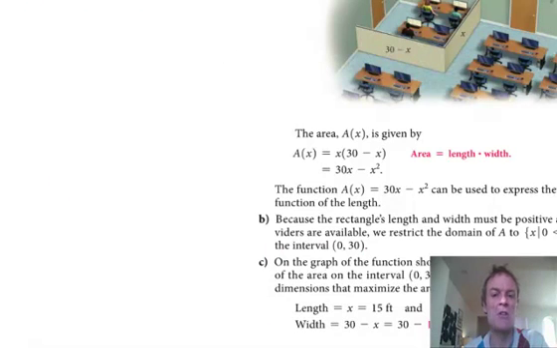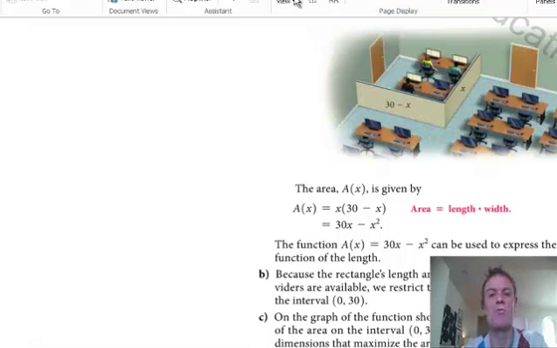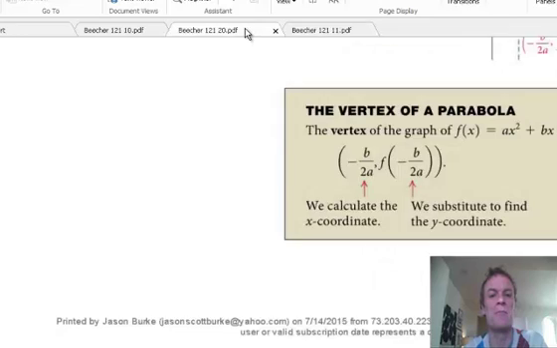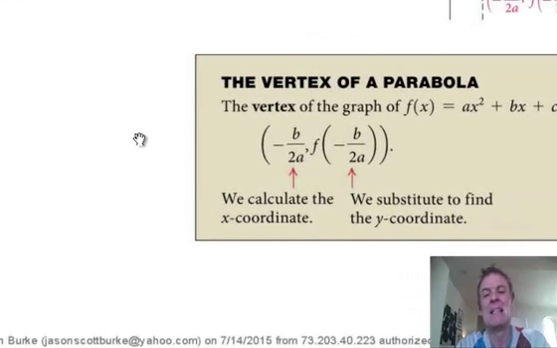I'm going to show you something right here. Now, it's also the vertex. Now this is for later, but look at this. To find the x value of the maximum, we use negative b over 2a, based on this as the equation.